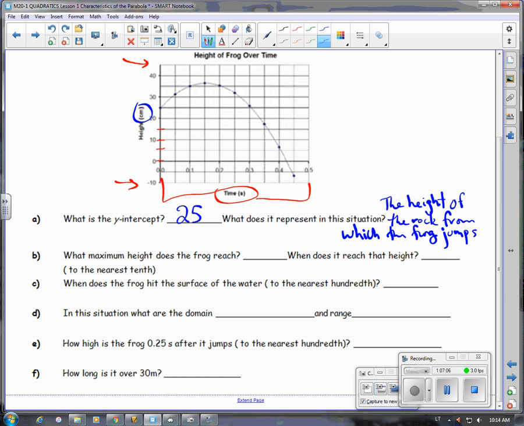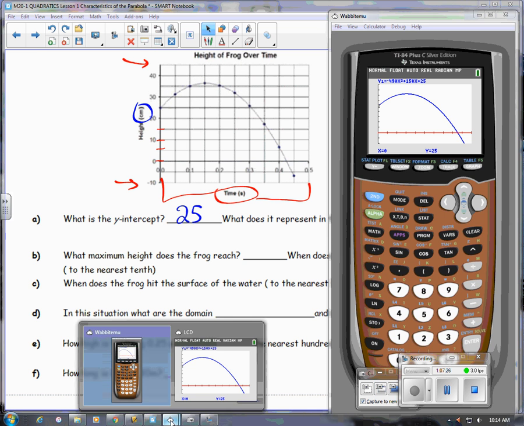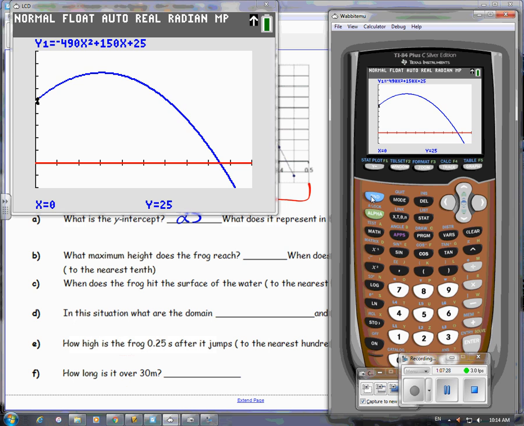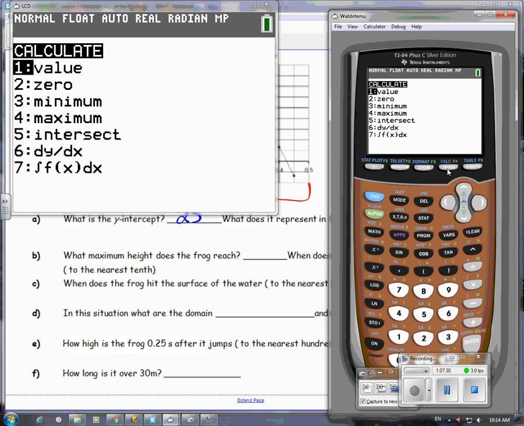Okay, so don't just say that the height's 25 centimeters. And it's definitely not the height of the frog. We don't know how big the frog is, but it's the height of the rock from which he jumps. That's right. Okay, what maximum height does the frog reach? Well, there's a clue, right, that we want to use our calc feature. And since our parabola opens downward, I mean, the question itself said, what's the maximum height?